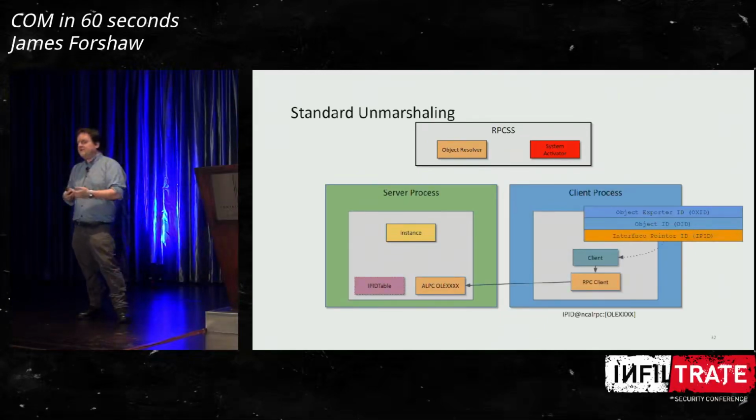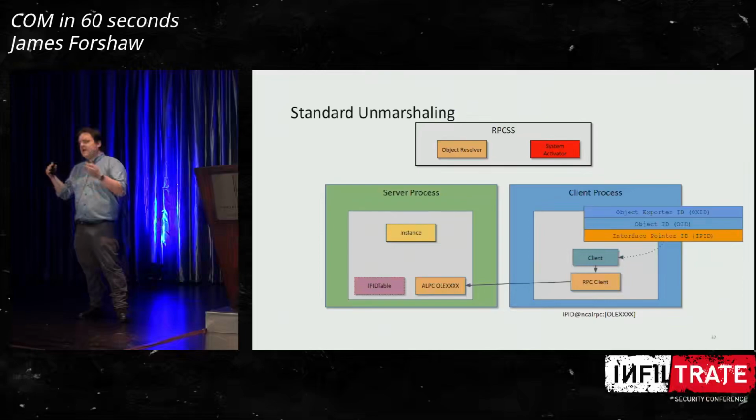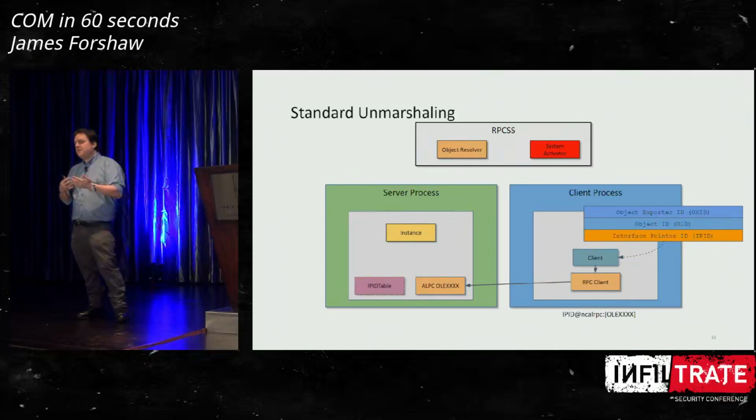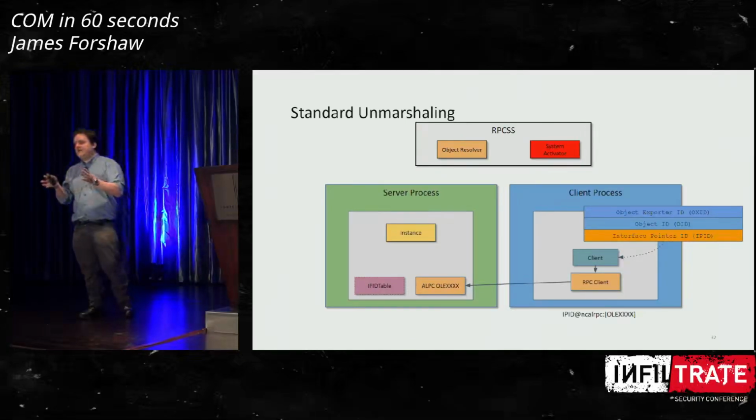Now, the client can then instantiate an RPC client, but it also needs to know which object it wants to talk to. This could have been done in-band inside the actual call itself, but RPC provides a mechanism to specify an object unique identifier, which is part of the RPC call infrastructure. So what COM does is take this other value, the interface pointer ID, which is a GUID-sized, 128-bit value, and specify it as this object UID.